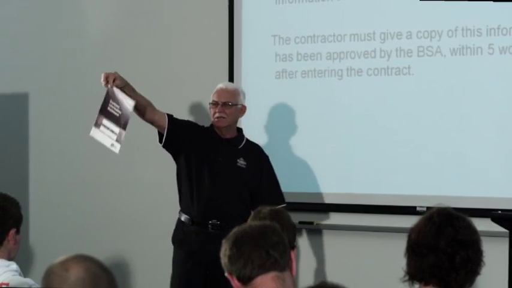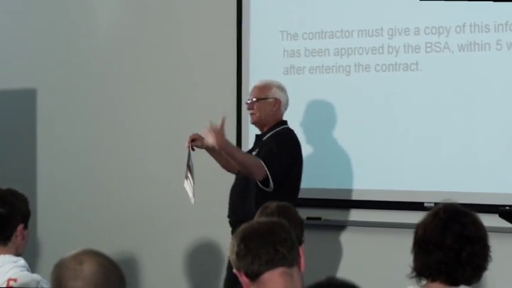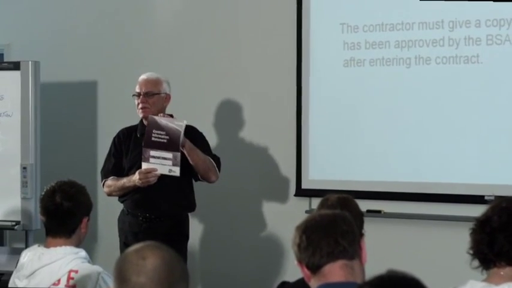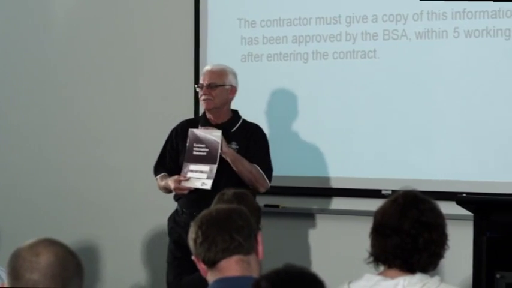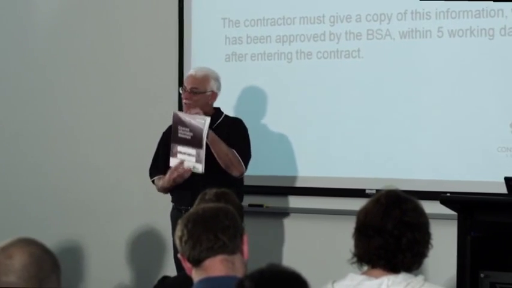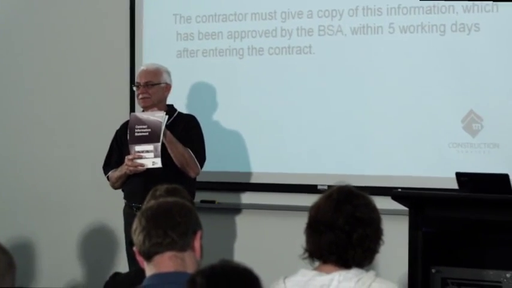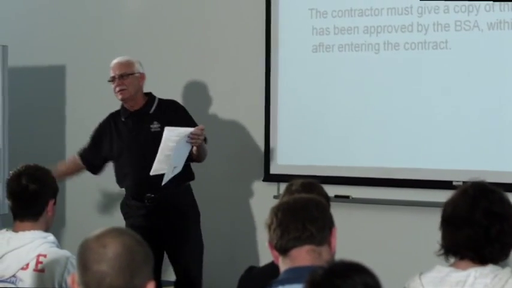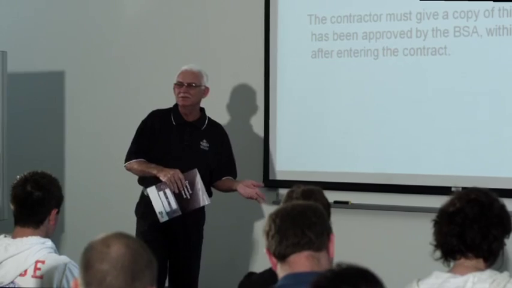You've got to give one of these, whether it be a master builder's one if you're using a master builder's contract, BSA one if you're using a BSA contract, you've got to give one of these to the owner. I would suggest when you go out there and start building and start developing your contracts that you actually read this, because that's what the owner's going to come back to you with. It says in the contract information statement that you're going to do blah, blah, blah, blah, blah. Well, you've got to be aware of what's in there so you can either dispute it or not.